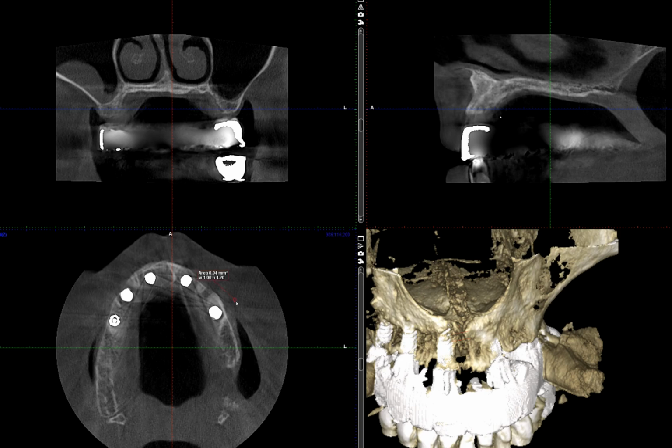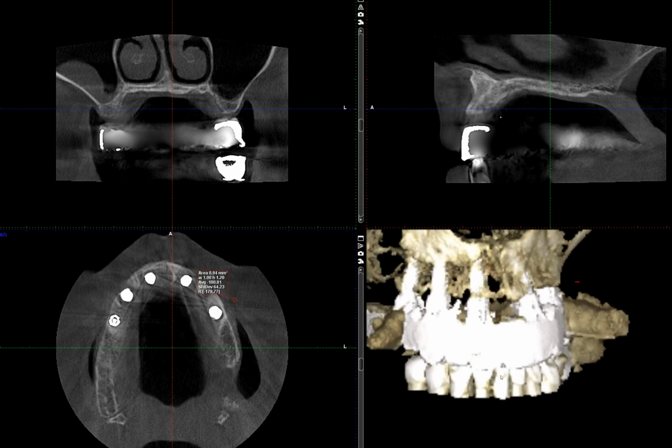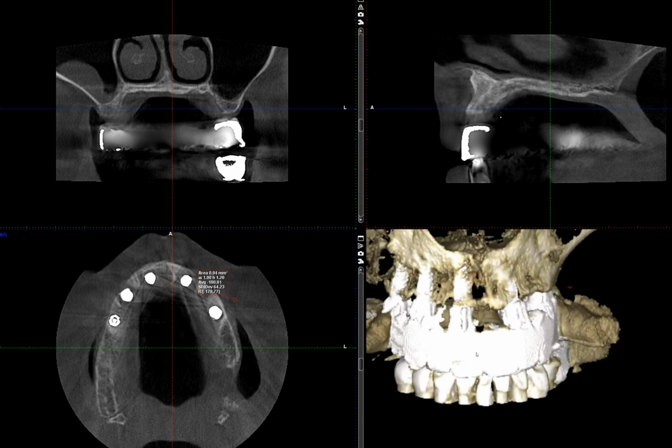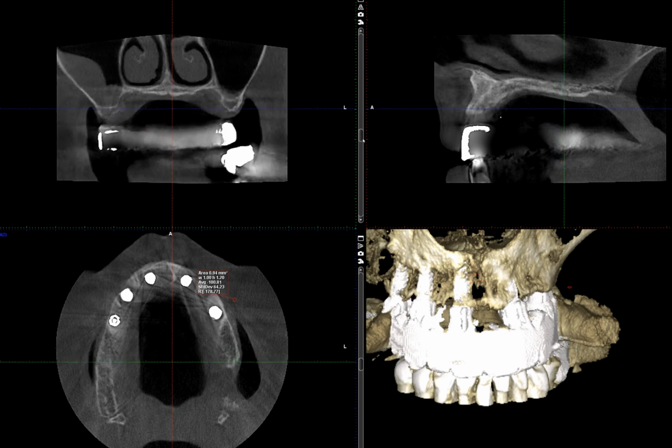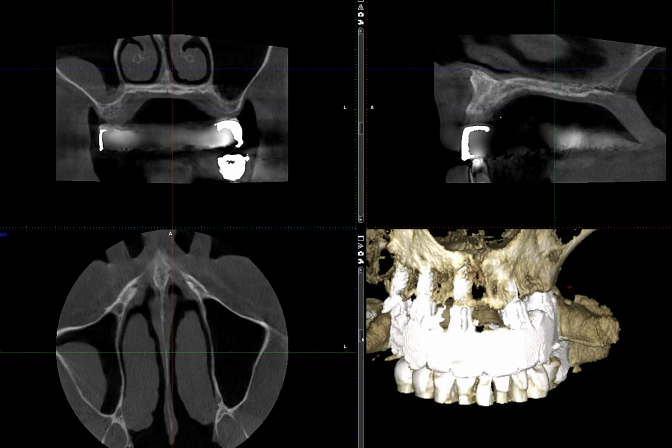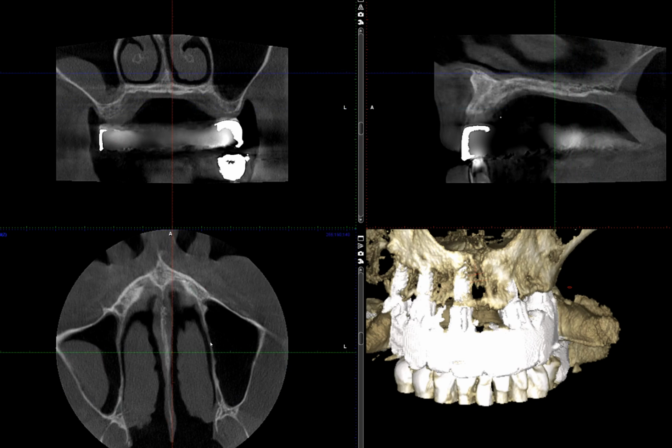This particular patient had CBCTs taken in order to evaluate the maxillary implants that have been placed in the past, and a mucous retention pseudocyst was incidentally discovered from this scan.